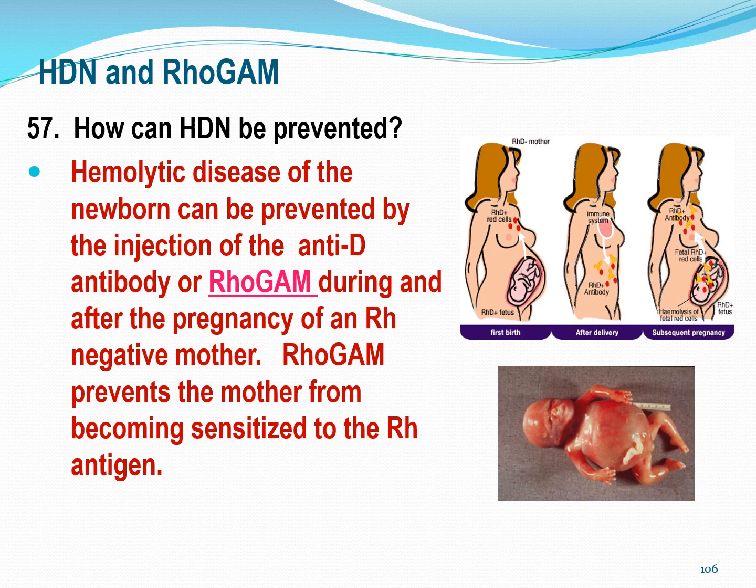So how can we prevent hemolytic disease of the newborn? It can be prevented by the injection of the anti-D antibody, or RhoGAM, during and after the pregnancy of an Rh negative mother. RhoGAM prevents the mother from becoming sensitized to the Rh antigen.